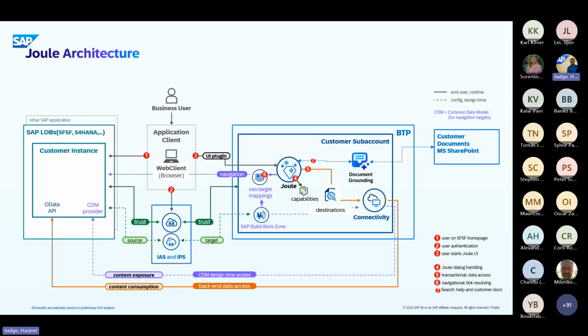Identity Provisioning Service, or IPS, would be used for replicating users and groups from your LOB solution into the Build Workzone environment that's hosted inside BTP, and that would be used for the navigational pattern support that I talked about briefly earlier. Okay? So that's at a very high level what the architecture looks like. Now we're going to go into the Discovery Center mission itself and build this architecture out and set up Joule with S/4HANA Cloud.